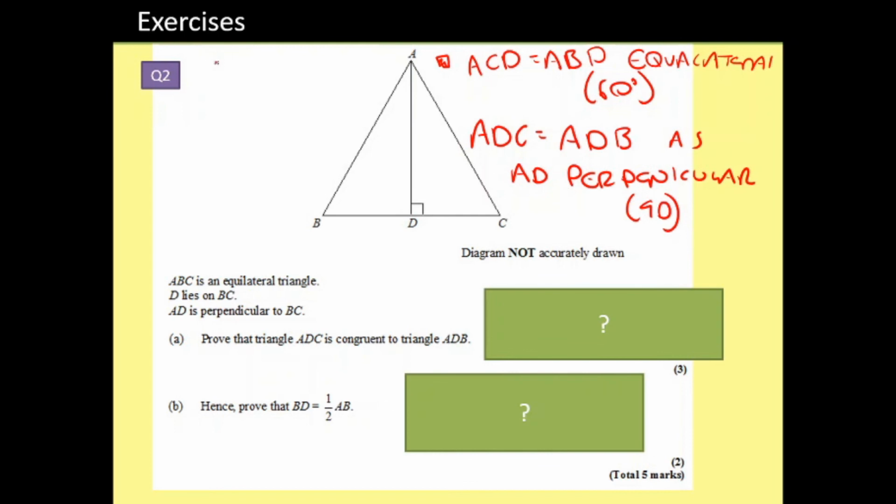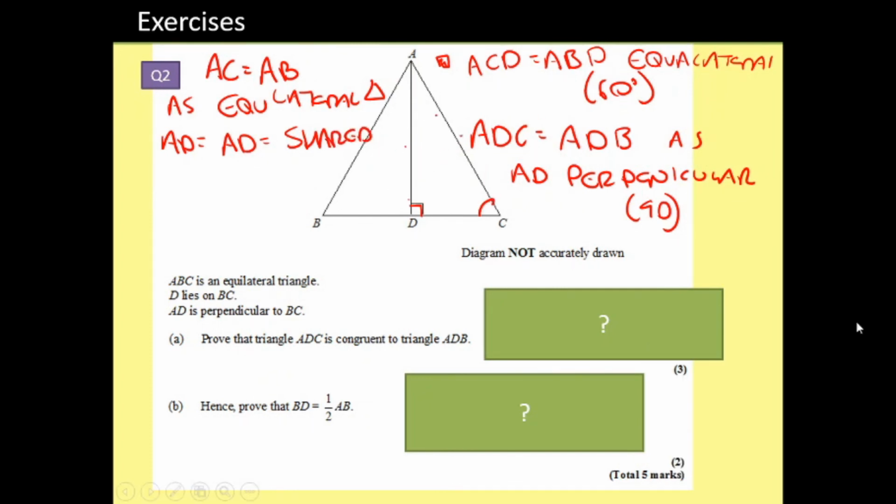And there are other things I can prove actually. So think about my sides. I actually know that AC must equal AB, as it's an equilateral triangle. I know that AD has got to equal AD actually, because they're the same. Shared, I'm going to say.